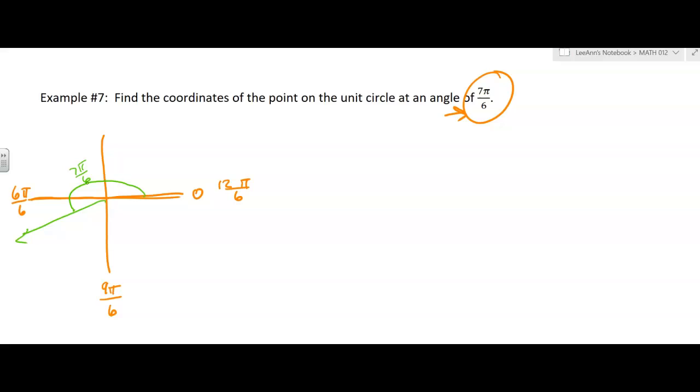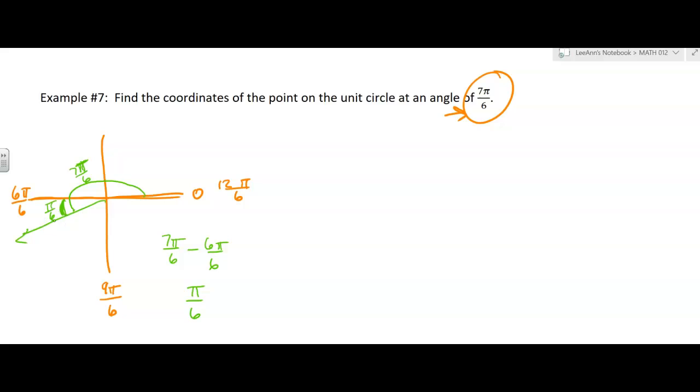Now you might be saying, well, why are you doing all that? I need to know what quadrant I'm in, okay? So I need to know what quadrant 7 pi over 6 is. Okay, so there it is. And then what's the reference angle? Well, I can take 7 pi over 6 and subtract 6 pi over 6 and get pi over 6. And that's a special angle. So that right there is pi over 6.